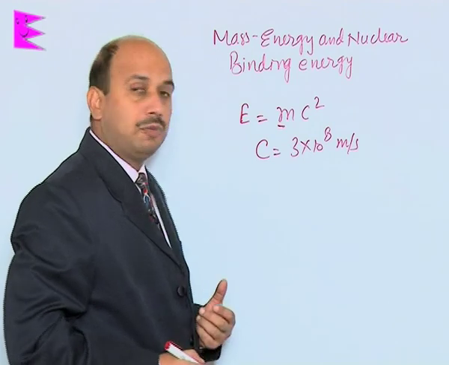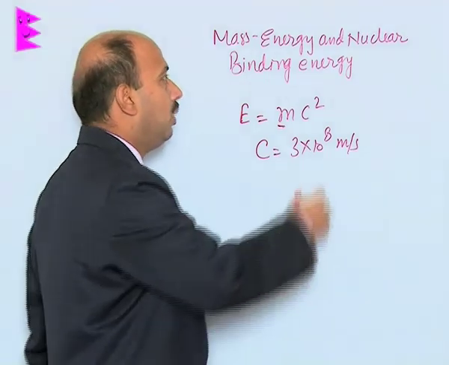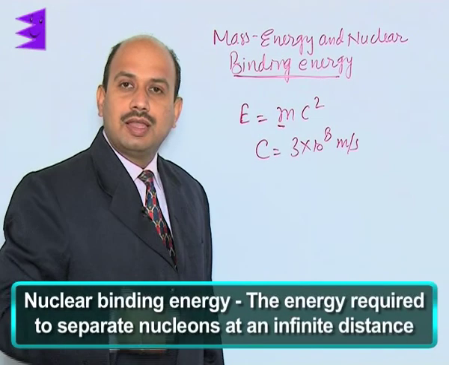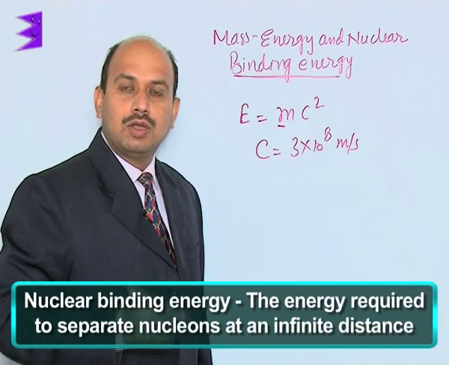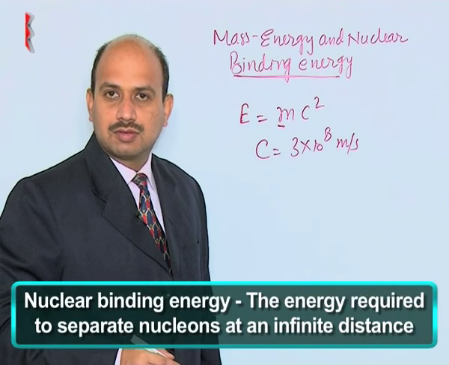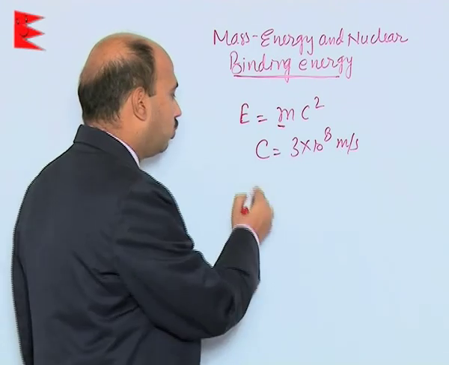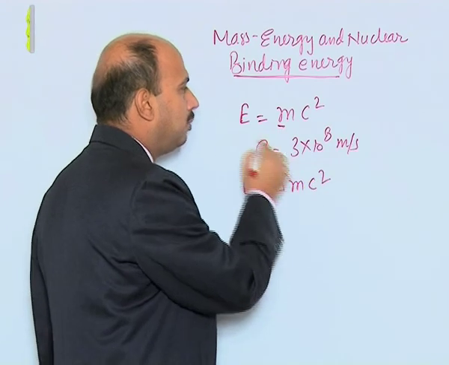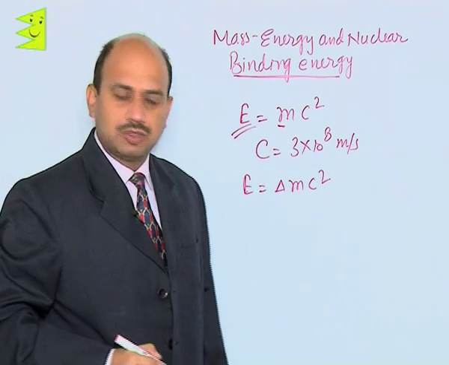Now, we have to define the binding energy, nuclear binding energy. The nuclear binding energy is the energy required to separate the nucleons to an infinite distance, and that energy is also given by E is equal to delta m c square. That can be referred to as binding energy.